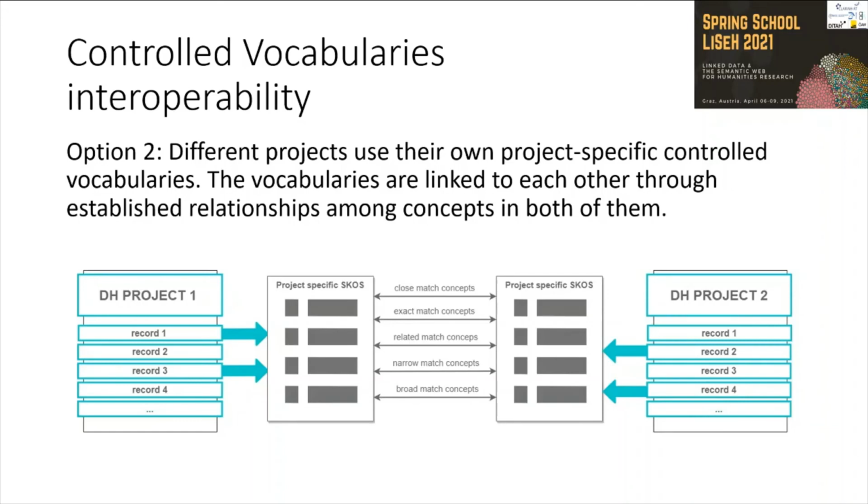Another approach is applied when different projects and data providers use their own project-specific control vocabularies. In that case, the vocabularies can be linked to each other through established relationships among concepts in them. The linking happens on the level of a concept description when we add an RDF statement that the concept is, for example, exact, related, or close match to a concept from external vocabulary or from a larger semantic network like DBpedia or Wikidata.